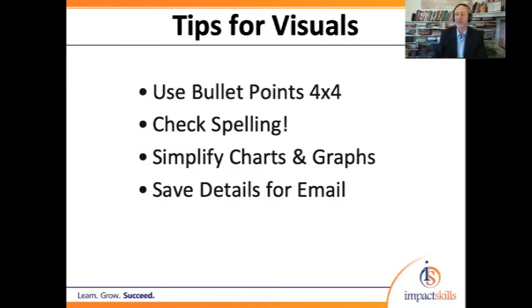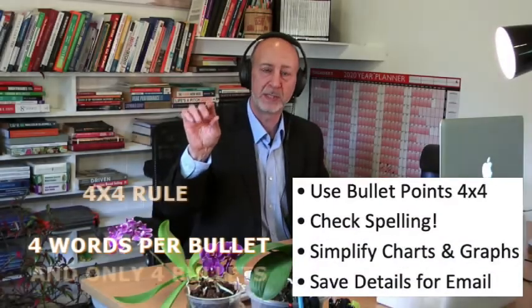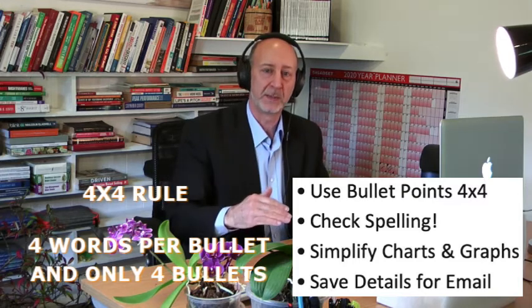Here's another one. So, tips for visuals continued, as it were. Use bullet points. Now we've got a very small rule which is easy to remember, which is why we use it. The simple 4x4 rule is 4 words per bullet and only 4 bullets.